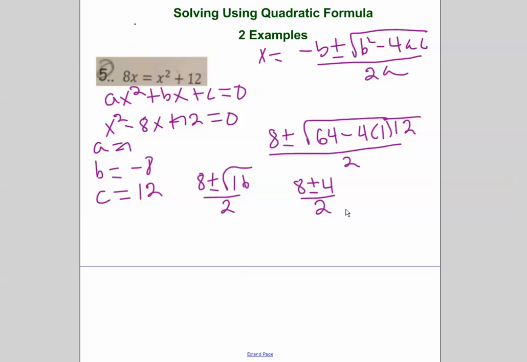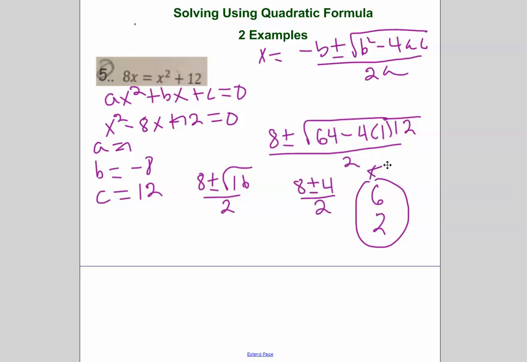Now you have two solutions here, and that very often happens in quadratics. In geometry, that's going to happen too. And sometimes you have to look for extraneous solutions. So what we have is 8 plus 4 is 12. 12 divided by 2 is 6. Okay. 8 minus 4 is 4. 4 divided by 2 is 2. So these are my x's right here.